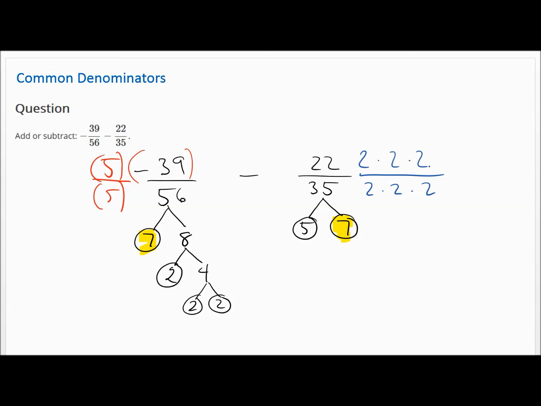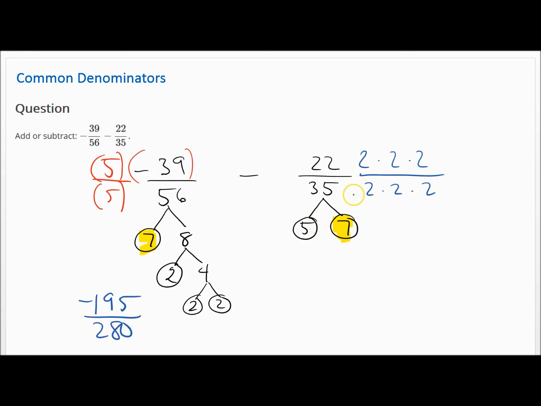Then just use your calculator. What is 5 times 39? Okay, well, 5 times 39 is 195. Now it's going to be negative. So this is negative 195 over denominator. I'm doing 5 times 56. And that gives me 280.